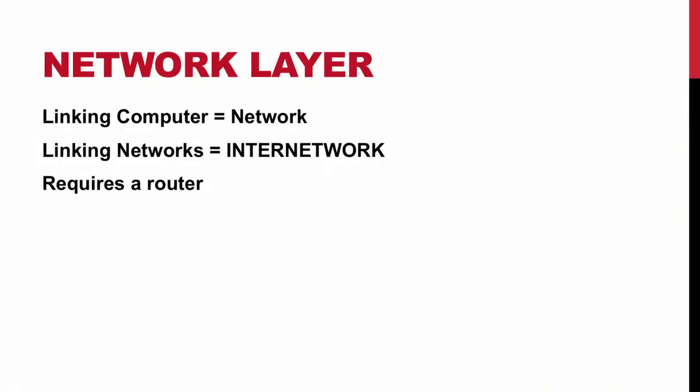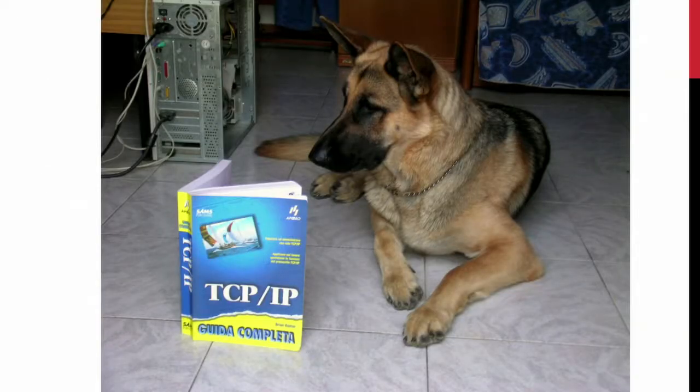So layer 3, the network layer. This is where it gets really fun. When you link computers together, you create a network. When you link networks together, you create an internetwork. So at one point, somebody took the work off the end of it and decided, let's just call it the internet. You may have heard of that before. There's a lot of stuff that happens on layer 3, especially when you start linking networks together. It gets crazy. So the protocol that's used on the network layer is called TCP/IP, which is the Transmission Control Protocol / Internet Protocol.